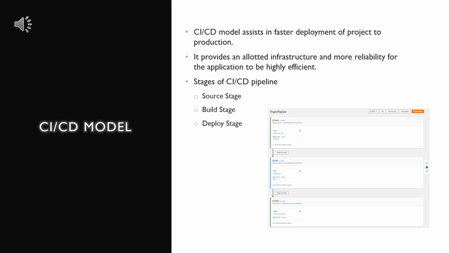The first stage is a source stage in which the code is fetched from a GitHub repository and pushed to the next stage. The second stage is the build stage in which a build specs file is created which has all the required dependencies and sets the environment. The third stage is the deployment stage in which AWS Beanstalk helps in deploying the project in cloud seamlessly.